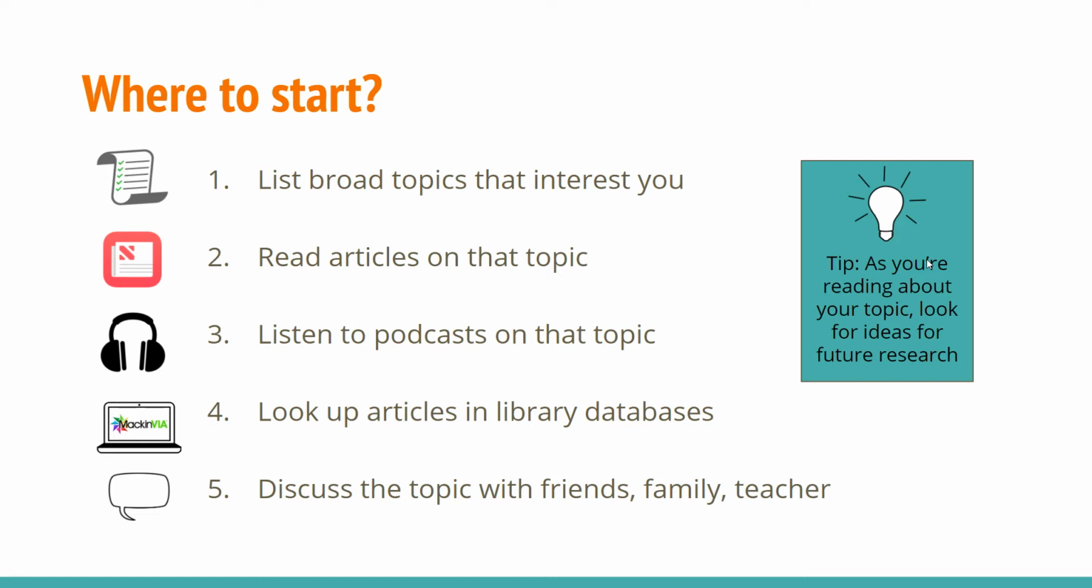Maybe there's a topic that you've touched on in another class and you would like to delve deeper into that topic. So just think about really broad topics that interest you. And once you've got a list of some of these topics, start reading some articles on that topic. At this point, where you're still brainstorming, it's okay to go to Wikipedia and just get some background knowledge about your topic.